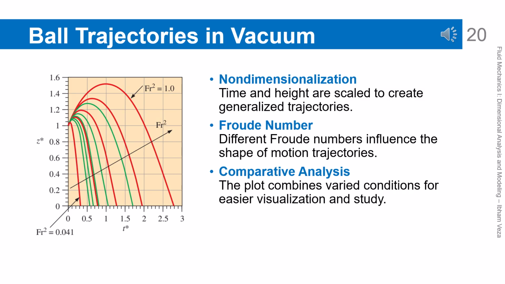Ball trajectories in vacuum. By non-dimensionalizing time and height, ball trajectories can be generalized into a single plot. Different values of the Froude number produce different trajectory shapes. This presentation allows many initial conditions to be compared within the same framework. This approach demonstrates the power of dimensionless parameters in unifying various physical cases. The result is a broader understanding of system behavior.